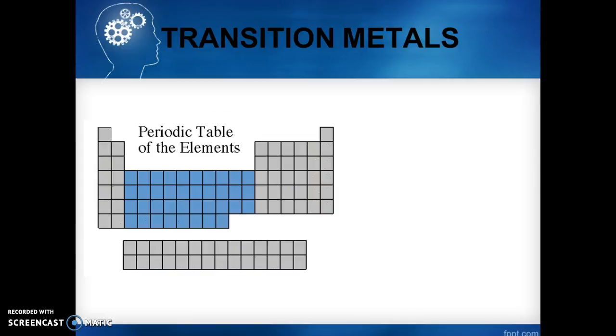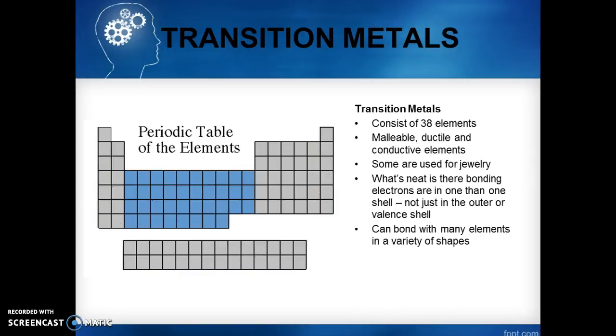Transition metals. That's that big group in the middle. There's 38 of these elements. Again, malleable, ductile, and conductive. What's neat about the transition metals is that their valence electrons, so to speak, don't appear just in the outer shell. They actually bond with other elements with inner shells as well. The inner shells can actually hold up to 32 electrons, so it allows for a bit more flexibility when they bond with other elements.